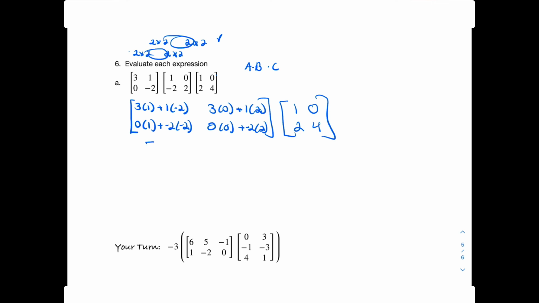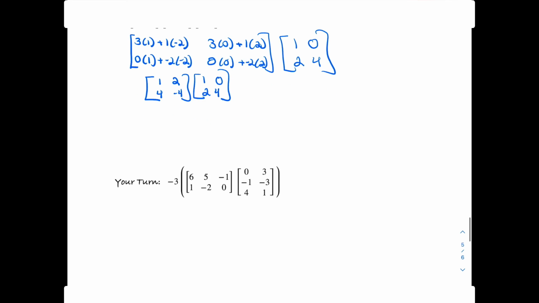So let's simplify down those sums. So that gives us 3 minus 2, which is 1. And then 2, and then 0 plus 4 is 4, and 0 minus 4 is -4. So now I'm going to take the matrix 1, 2, 4, -4, and multiply it by the matrix 1, 0, 2, 4. Remember, going over and down.